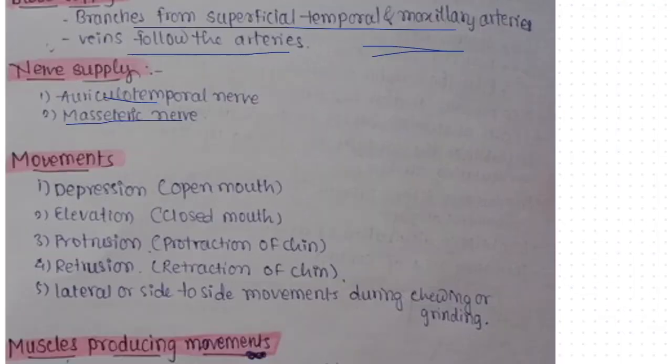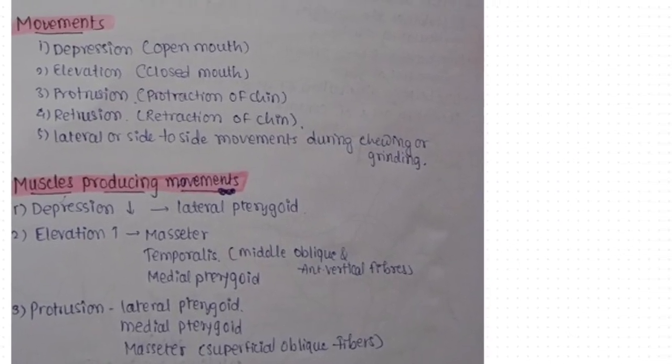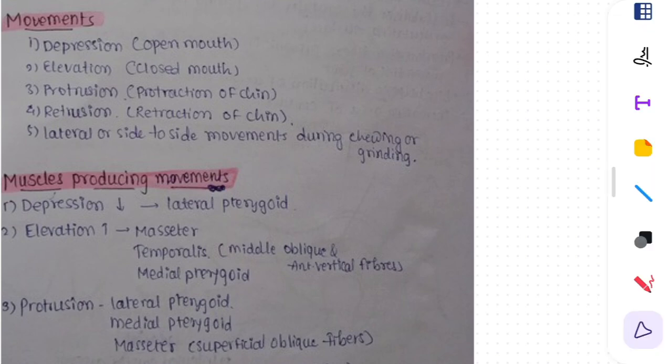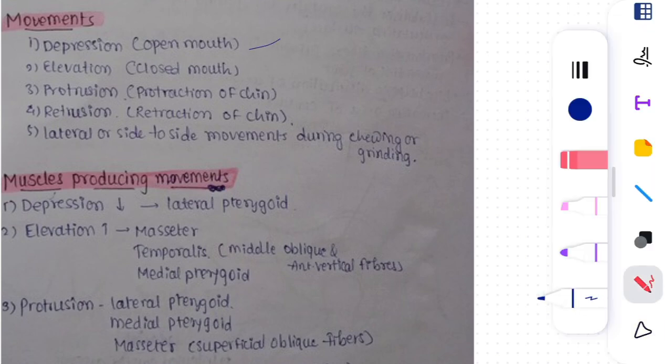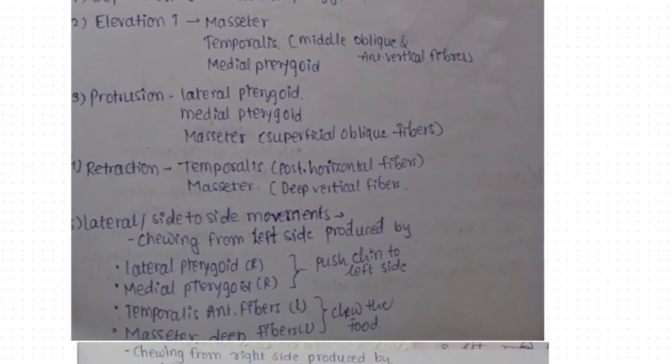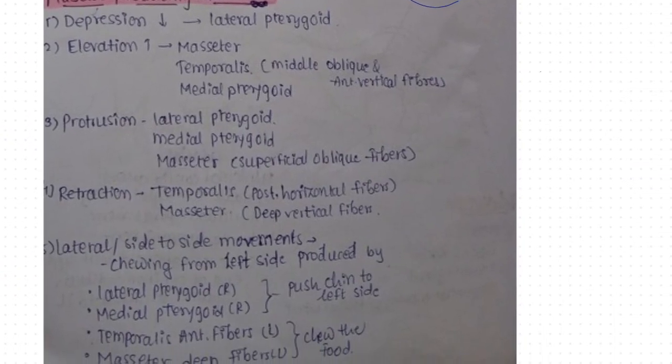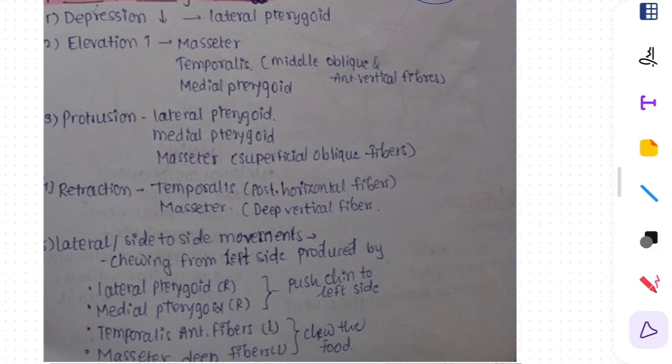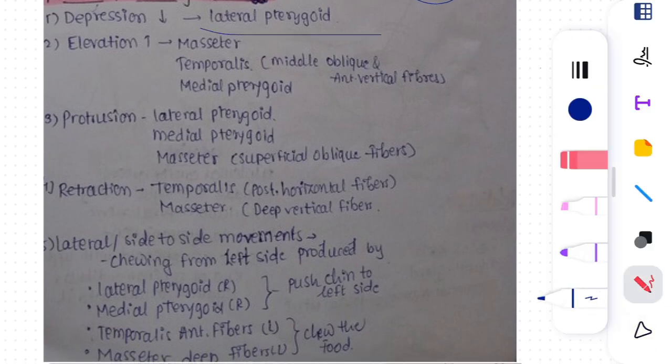Then we will see about the movements. There are 5 different types of movements: depression, opening of mouth; elevation, closing of mouth; protrusion, protraction of chin; retraction, retraction of chin; and lateral or side to side movement during chewing and grinding. Then, muscles producing the movements. Depression is by the lateral pterygoid, elevation by the masseter, temporalis, and medial pterygoid muscles.